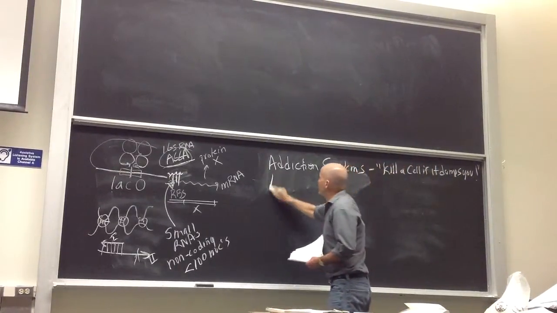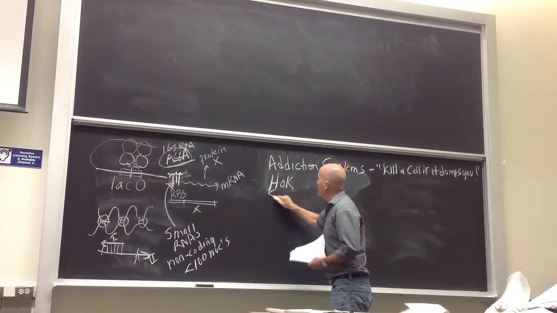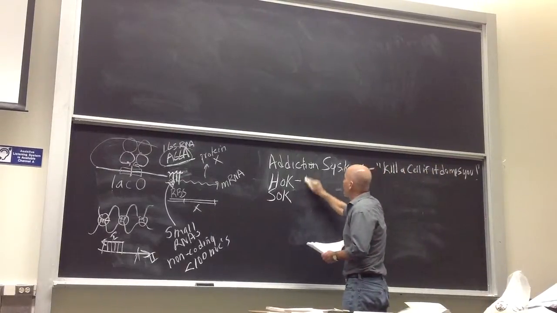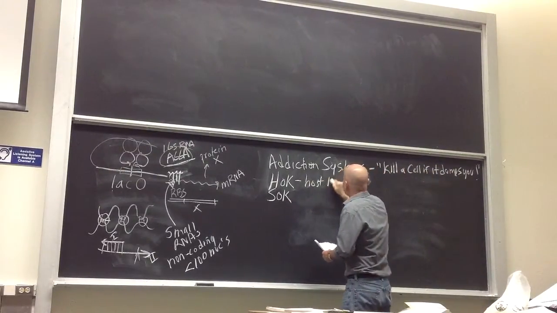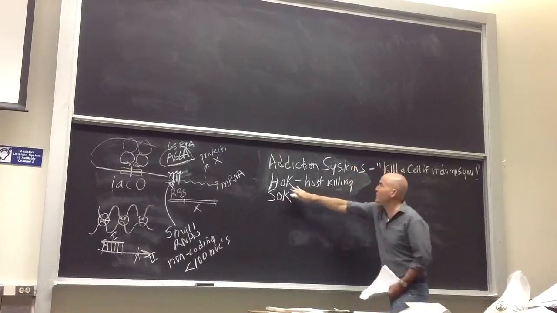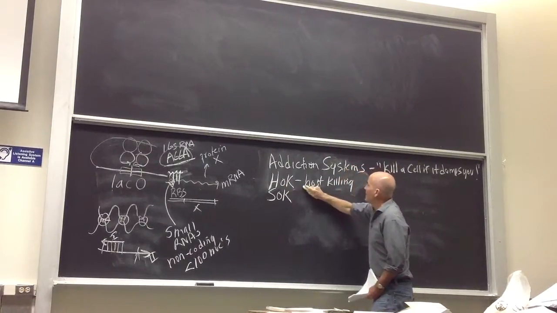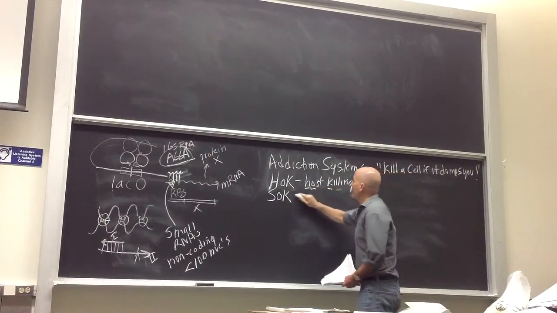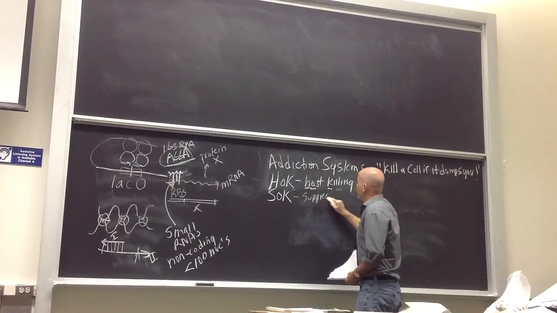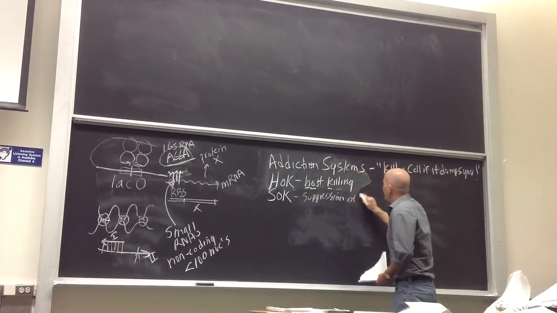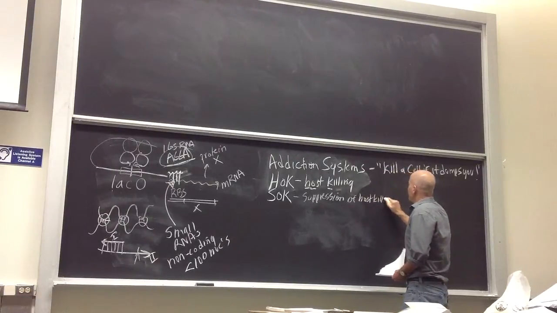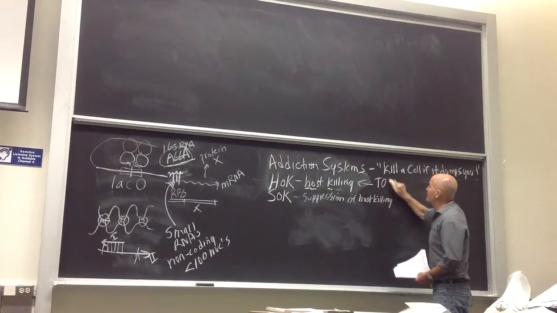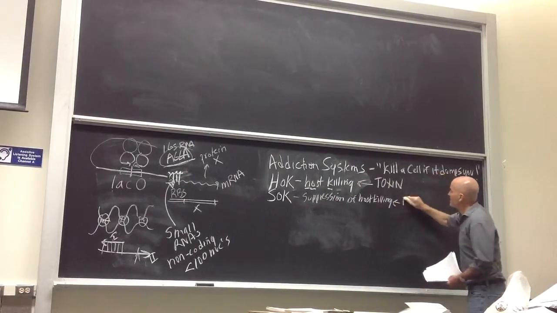So here's what we're going to talk about. This particular one is Hok and Sok. Hok is host killing. We always have three letters for a gene, and this would be the proteins. Host killing, Hok. And Sok is suppression of host killing. So think about this: this is the toxin, and this is the antidote.